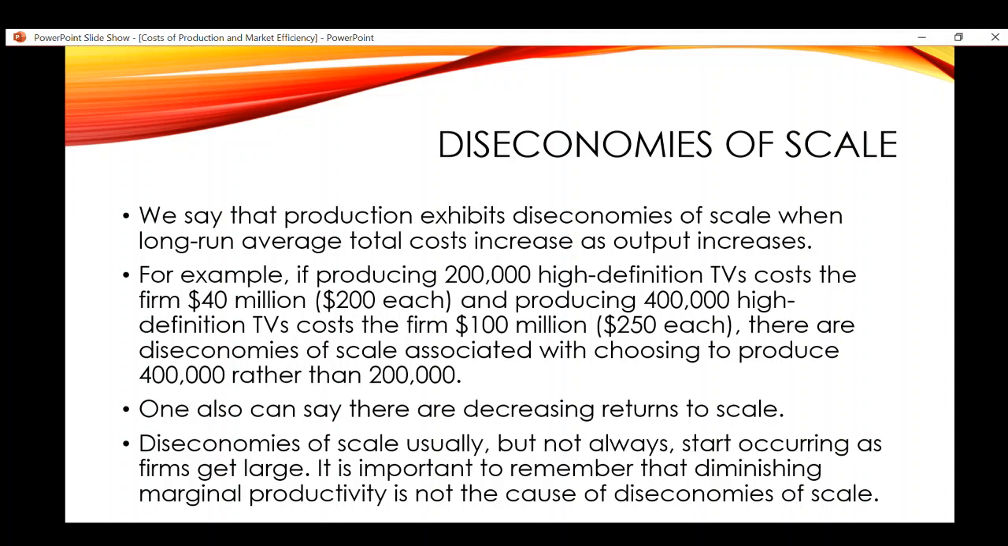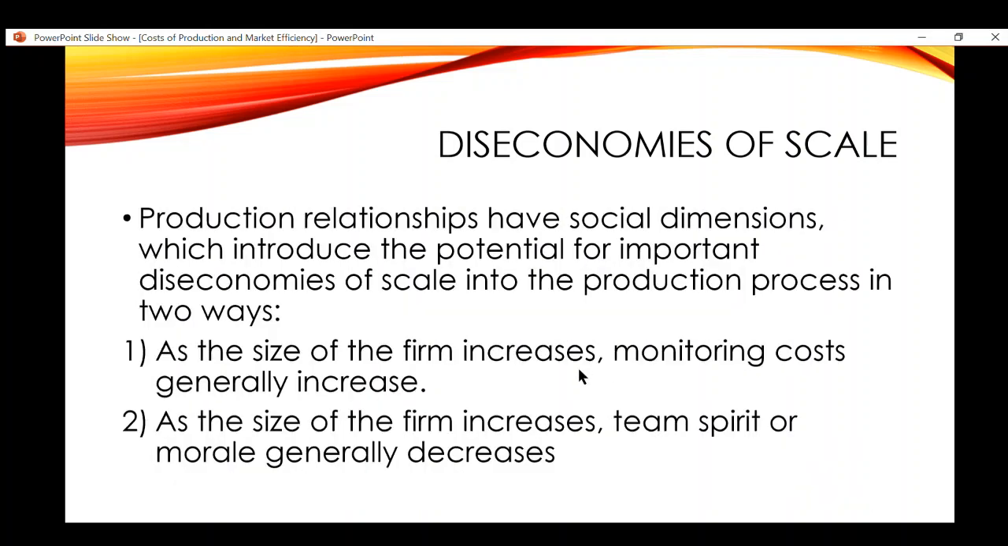Of course, pag ibaligya nimo ang individual TVs, mas dako kang maginansya adtong $200 kumpara sa katong $250. So these diseconomies of scale usually but not always start occurring as firms get large. It is important to remember that diminishing marginal productivity is not the cause of these diseconomies of scale because there are also other factors that affect this situation. So we have here some processes or some potential factors affecting these economies of scale.